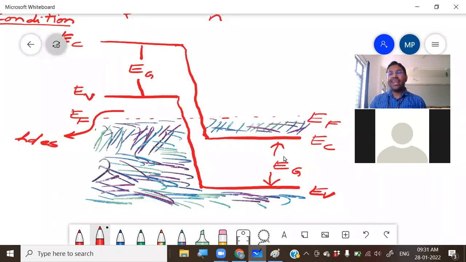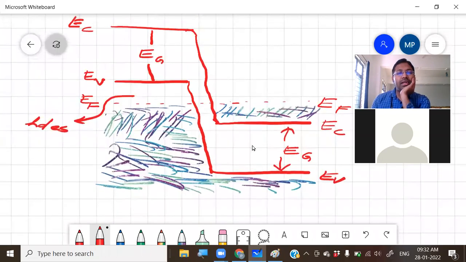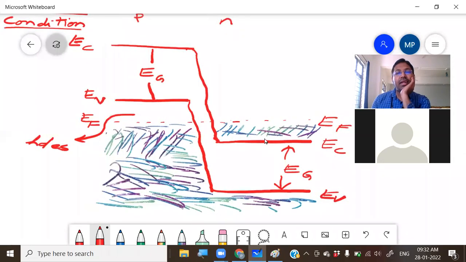You know, planets around the sun go in orbits. There is definitely a gap, otherwise the planets collide, correct? Disaster happens. That is not happening because there is a gap. Same inside the atom. There is an energy gap where there are no electrons. That is EG. So keeping all that in mind, this is the energy band diagram.